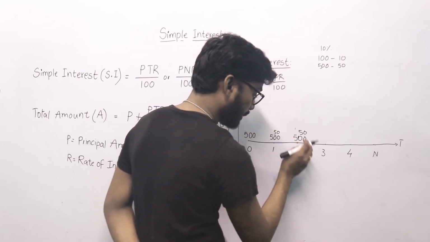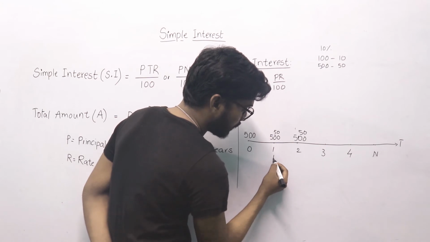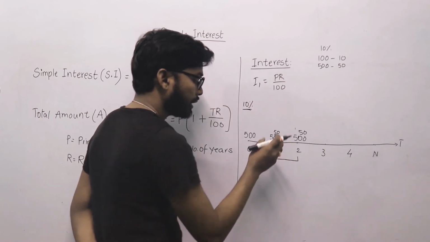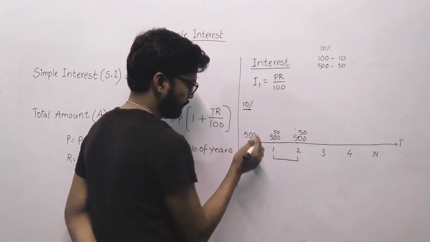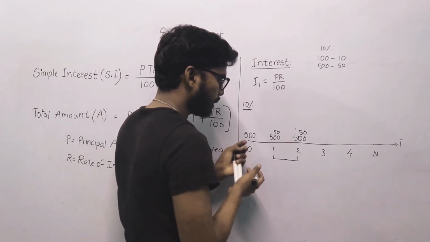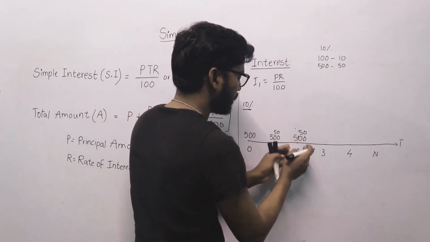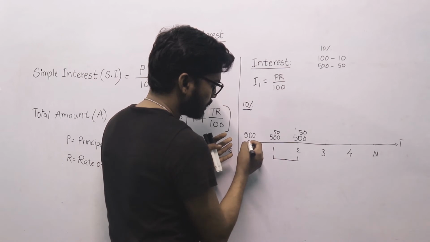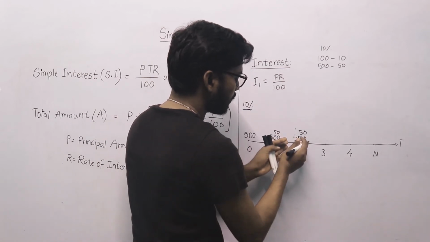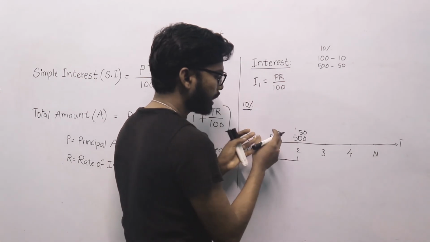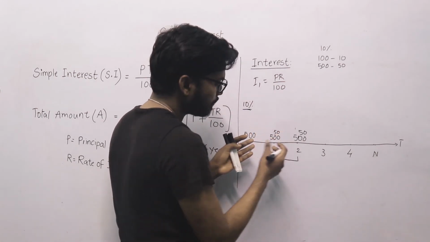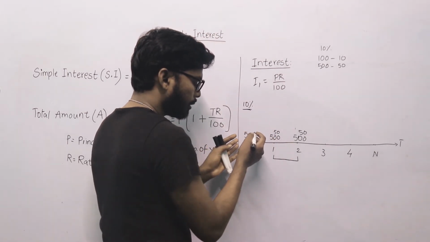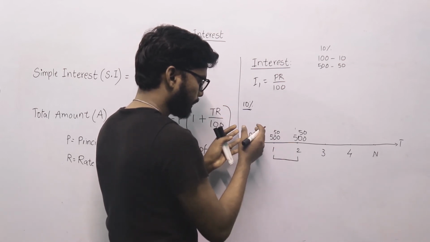Let us suppose I am not able to pay at the end of the first year, and I pay at the end of the second year. Then 550 plus, since you have kept the amount with you for one more year, the interest has to be added. The interest is calculated on the principal amount. This is the important point. In simple interest, the interest is always calculated on the amount which you have taken earlier, the principal amount. If I calculate the interest on the previous amount, then that would be compound interest. So in simple interest, we always calculate the interest on the first amount, that means the principal amount, right?